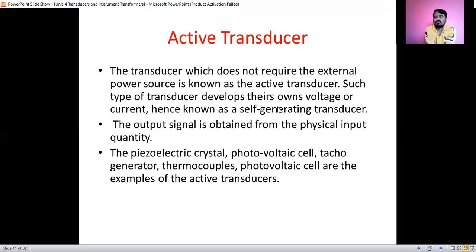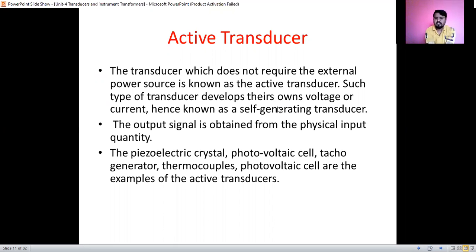One more example is the photovoltaic cell, the solar cell. Consider that one. Does it need a supply? You can take supply from the solar cell, but are we providing any supply to the solar cell? Only the sunlight it takes, and it gives the output. Yes or no? Consider the solar panel. It will take the sunlight and convert that heat energy into electrical energy. Yes, physical to electrical conversion has happened.